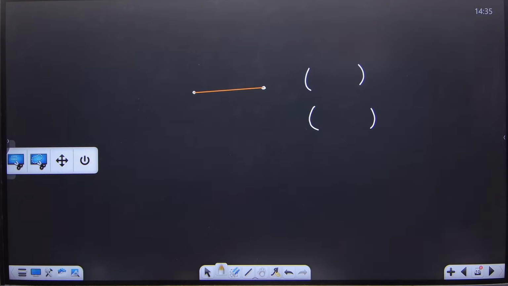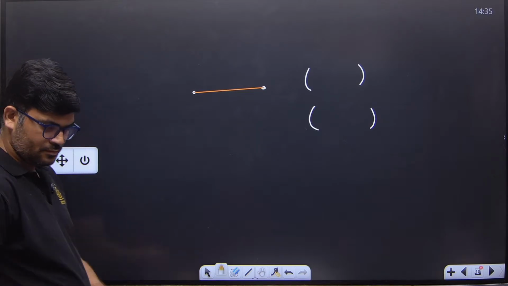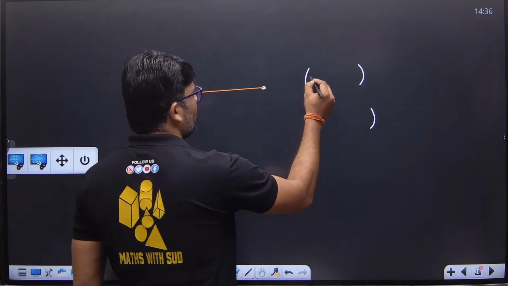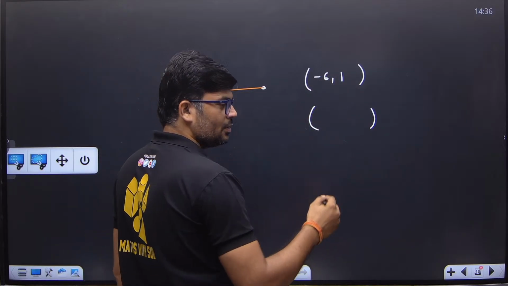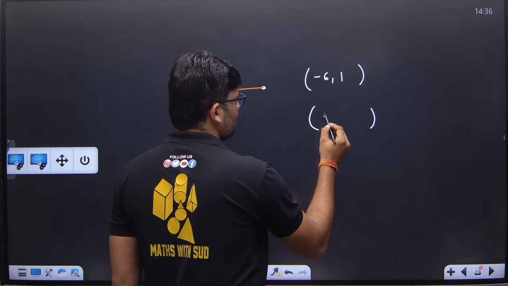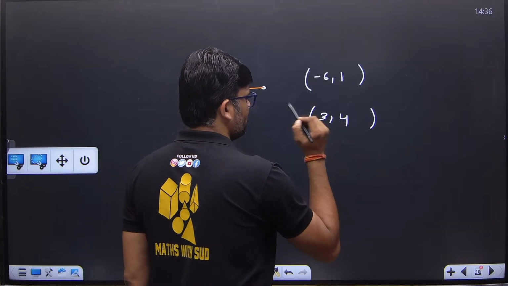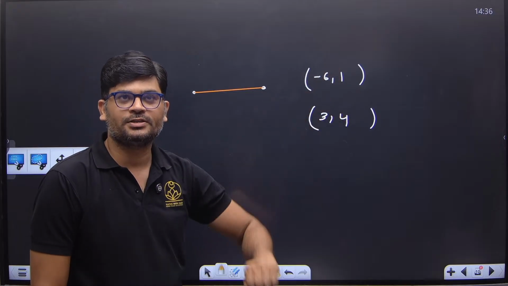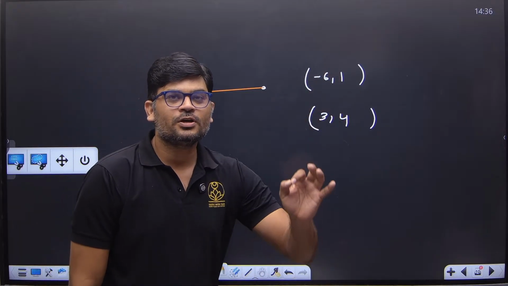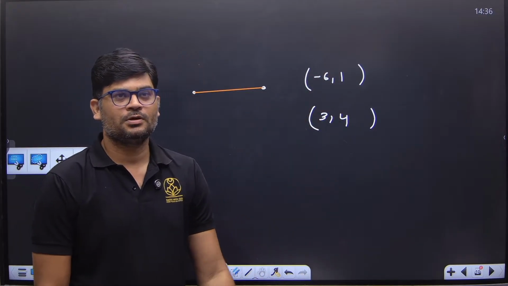Minus 6 comma 1 and 3 comma 4. So the line is passing through these points. Can you tell me what is the slope?